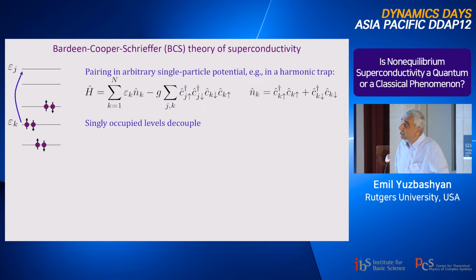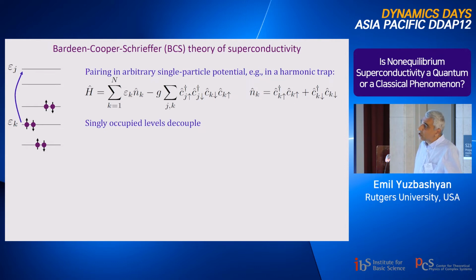So let's take a look at the celebrated Bardeen-Cooper-Schrieffer theory of superconductivity. Consider fermions moving in some arbitrary single particle potential with energy levels epsilon k. So for example, this can be atomic fermions in a harmonic trap. The first term in the Hamiltonian captures that, and then the second term is a pairing term which hops Cooper pairs from one level to the other. For example, this term here takes a pair from level k and puts it on level j. Singly occupied levels, on the other hand, are annihilated by the interaction, and therefore they are decoupled.